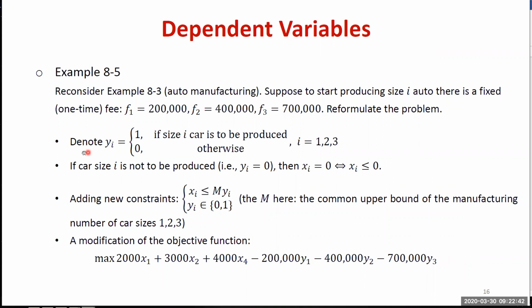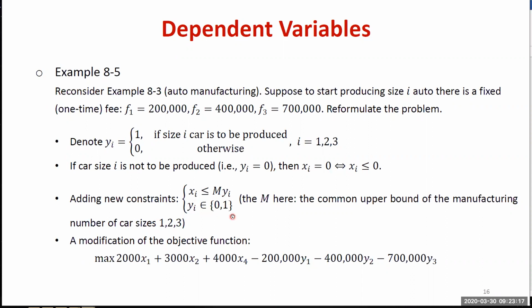So here we can denote yi, a binary variable, to be if size I car is to be produced. If it's 1, then it's going to be produced. 0, then otherwise. And then if size I is not to be produced, then I must have xi equal to 0. Here, xi must be greater than or equal to 0. Why? Because it denotes the number of vehicles. You cannot build, for example, -1 vehicle. It's meaningless. So we can add the new constraint this way: xi is less than or equal to m yi, and yi is in {0, 1}.